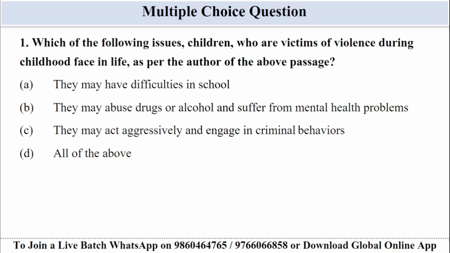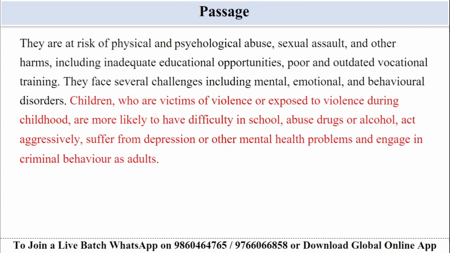So let's break it down. First, we look for the keywords in the question: issues children face, victim of violence, and as per the author. So these are some important keywords in the question. Now let's go back to the passage. The relevant part says, children who are victims of violence or exposed to violence during childhood are more likely to have difficulty in school, abuse drugs or alcohol, act aggressively, suffer from depression or other mental health problems, and engage in criminal behavior as an adult.